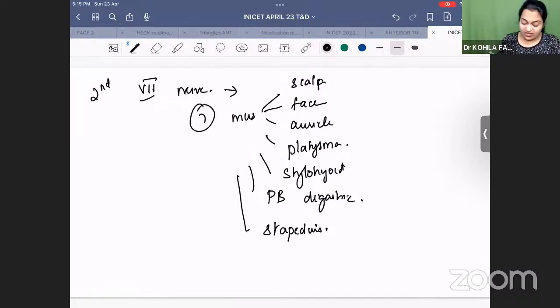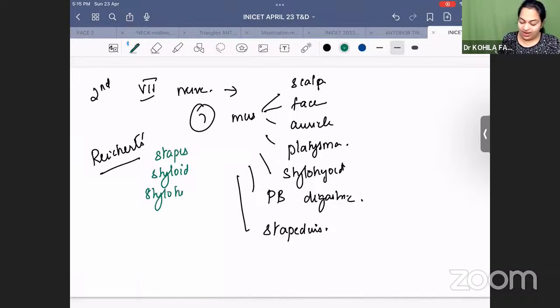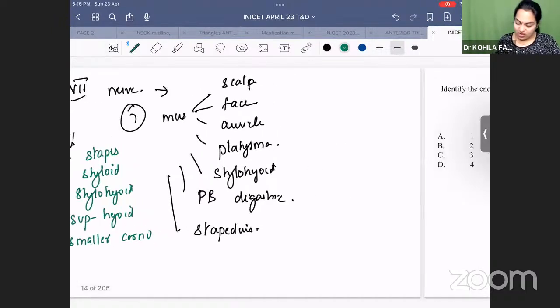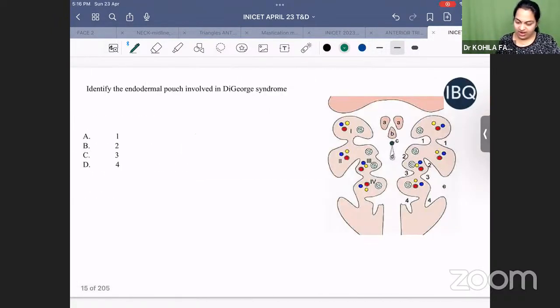What is the cartilage of the second arch called? Reichert's cartilage, isn't it? What is Reichert's cartilage going to give rise to? All that starts with S, isn't it? Within the ear, stapes, and then we have the styloid process, stylohyoid ligament, the superior part of the body of hyoid, the lesser cornu of the hyoid, right? So you wouldn't have found it tough, you would have got it right, I suppose.